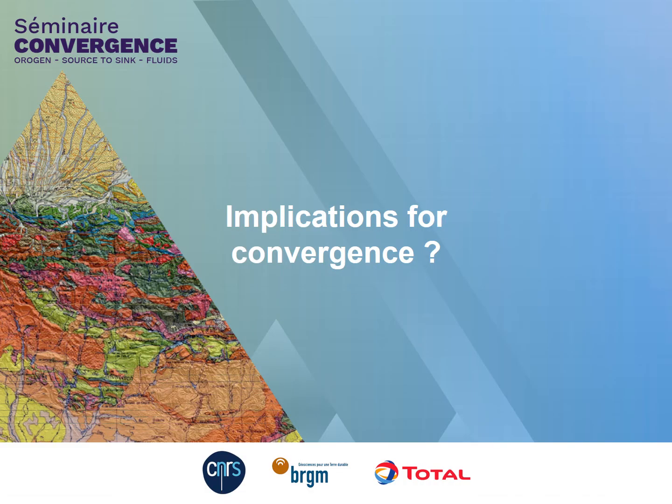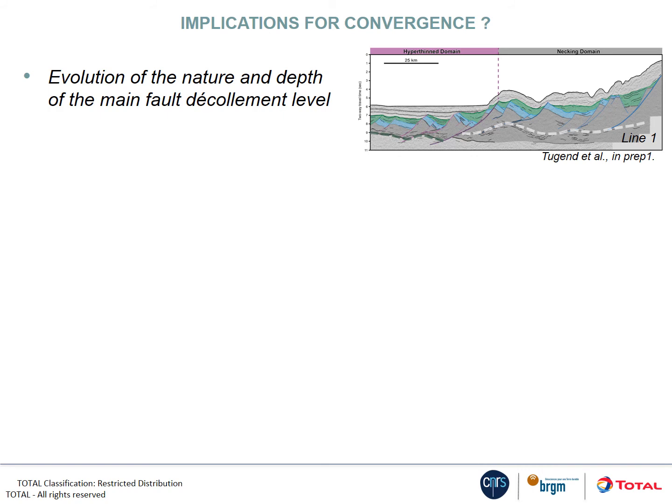What are the implications for convergence? We observe an oceanward evolution of the nature and depth of décollement level in passive margin, implying that the rheological stratification of the crust and lithosphere evolved from the continent to the ocean.